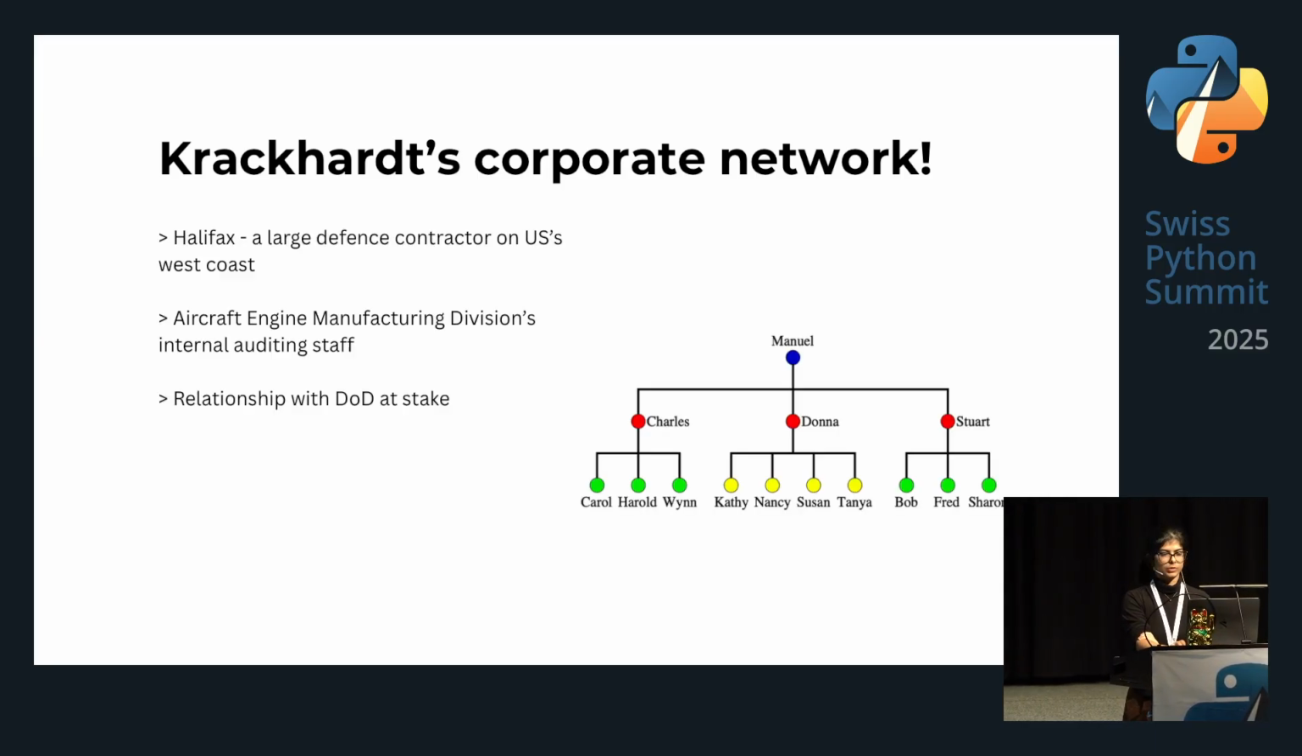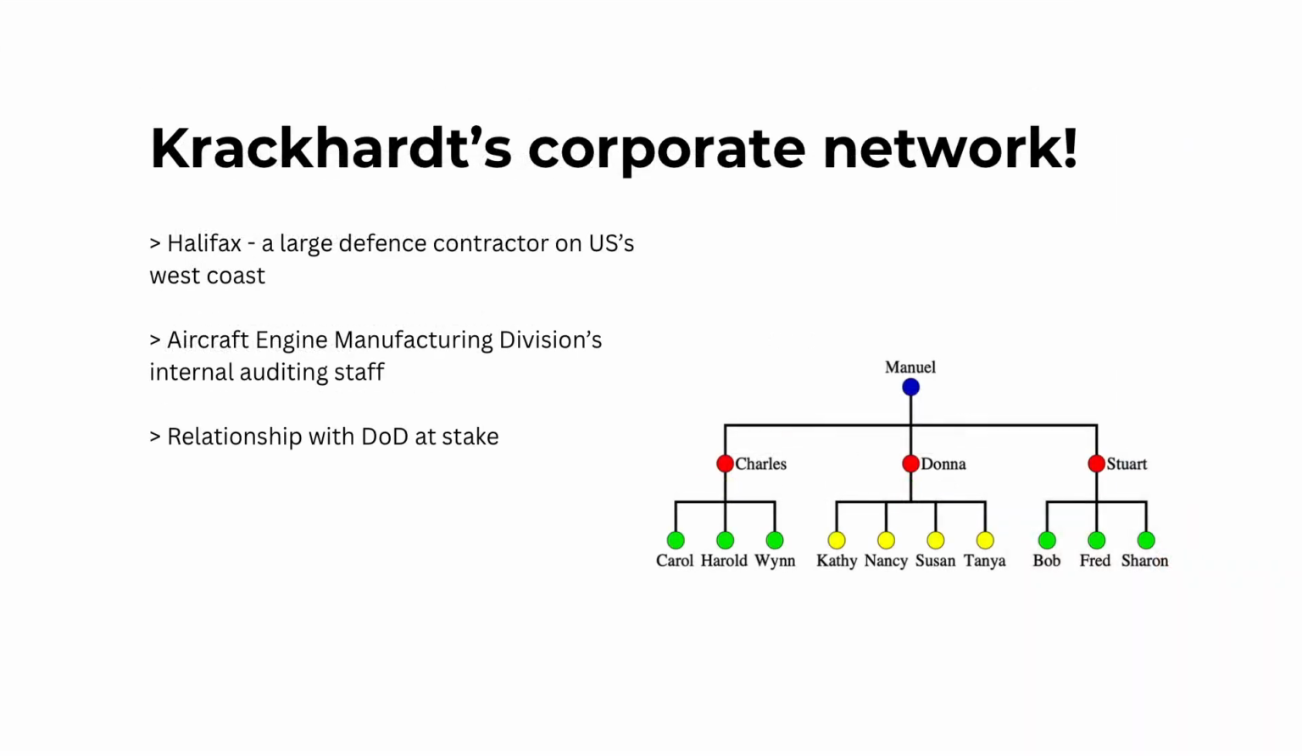So consider the following situation. There's this company called Halifax. Names are changed to preserve anonymity. This is what they call them in the paper as well. They're a large defense contractor on the US West Coast, and they have this small team of people who belong to the aircraft engine manufacturing division's internal auditing staff.